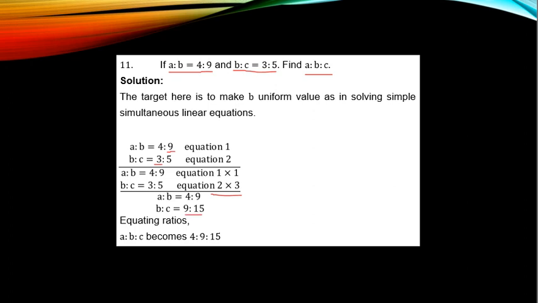Now we can say that A is equal to 4. Now B is equal to 9 in both equations, and C is equal to 15. So therefore, A ratio B ratio C becomes 4 ratio 9 ratio 15. You see that? Alright.